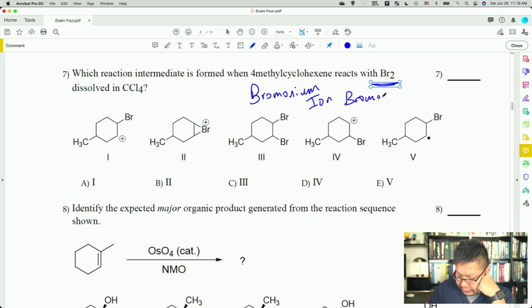Bromination, halogenation. Dog just woke up. Sorry about that. It's always Kobo. He's always the one that's moving around.